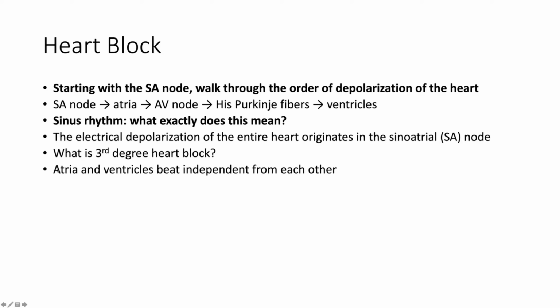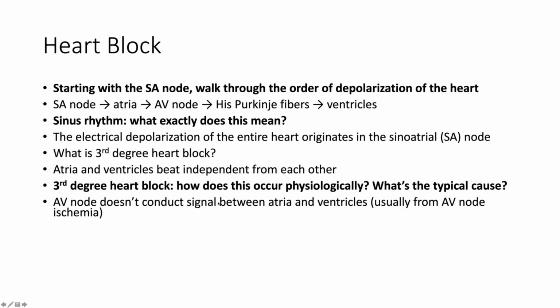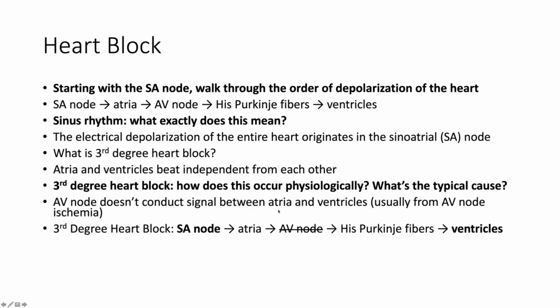What happens in third-degree AV block is that the atria and the ventricles are beating independently of each other. That's what was happening in the case of our guy in this vignette. The AV node doesn't conduct signals between the atria and the ventricles, and it's usually because of ischemia. Basically, what that means is that the AV node is out, right? The SA node is going, so that's beating the atria, and then the ventricles are depolarizing, but they are independent of each other. And as we'll see, the ventricles beat at a much slower rate, which is problematic for your cardiac output.